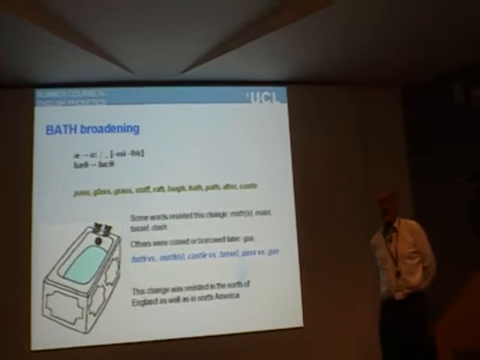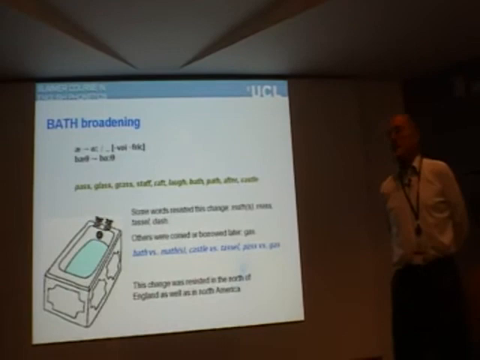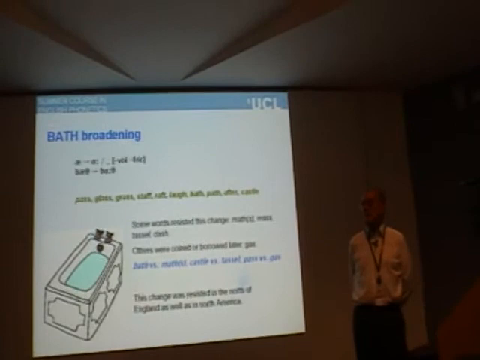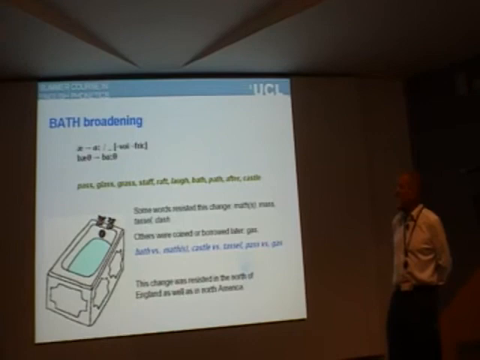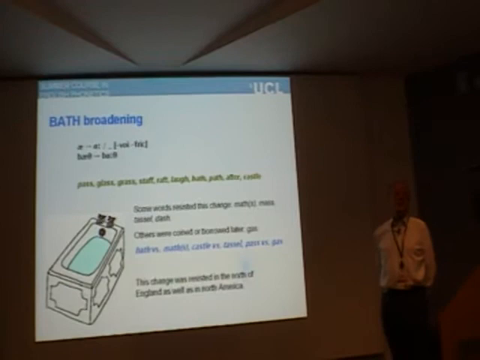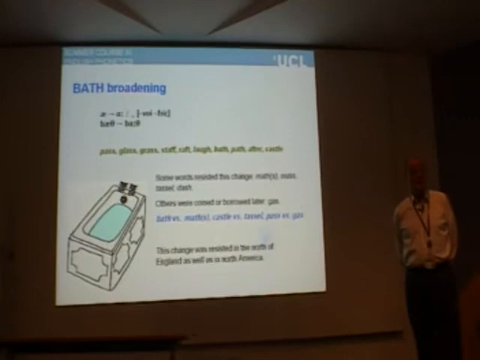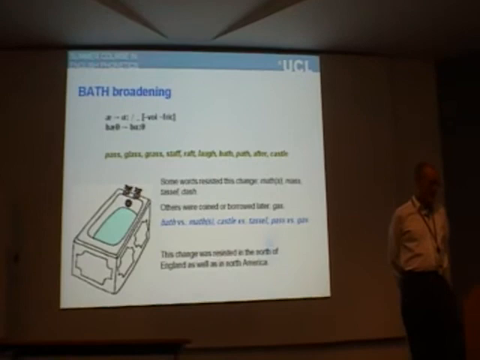The other very well-known northern feature between the north and the south of England concerns the lexical set BATH, because historically this had a short vowel. Likewise a whole lot of other common words there. I've listed what are now RP: pass, glass, grass, staff, raft, laugh, bath, path, after, castle. You may notice that in each case we've got a voiceless fricative after the vowel.